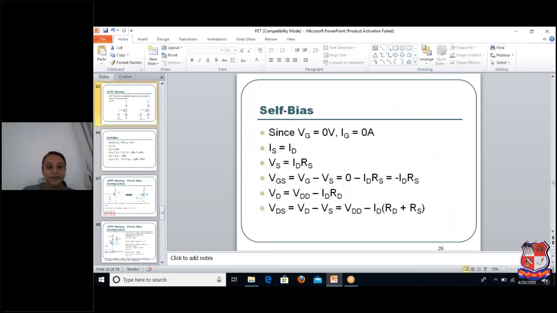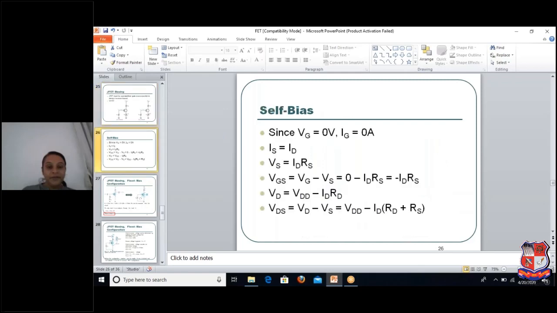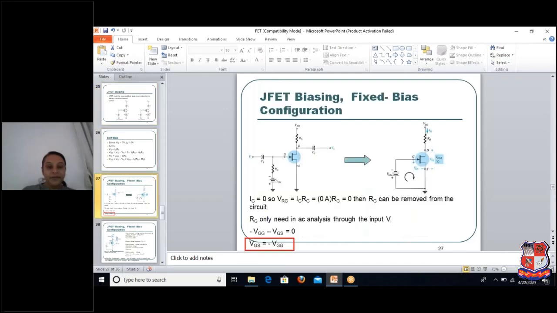Okay. So this biasing is known as the self bias. In case of the BJT, we use a base emitter resistance, and whenever we use the self bias, what happens in BJT biasing? Whenever we apply the fixed bias, your gate and the source terminal will be connected with the battery. Okay. And then we find the value of the fixed biasing.